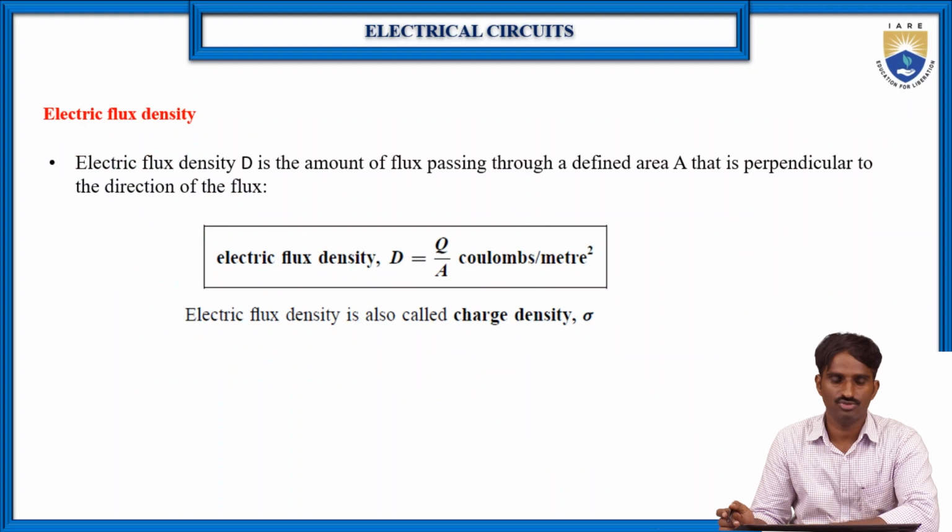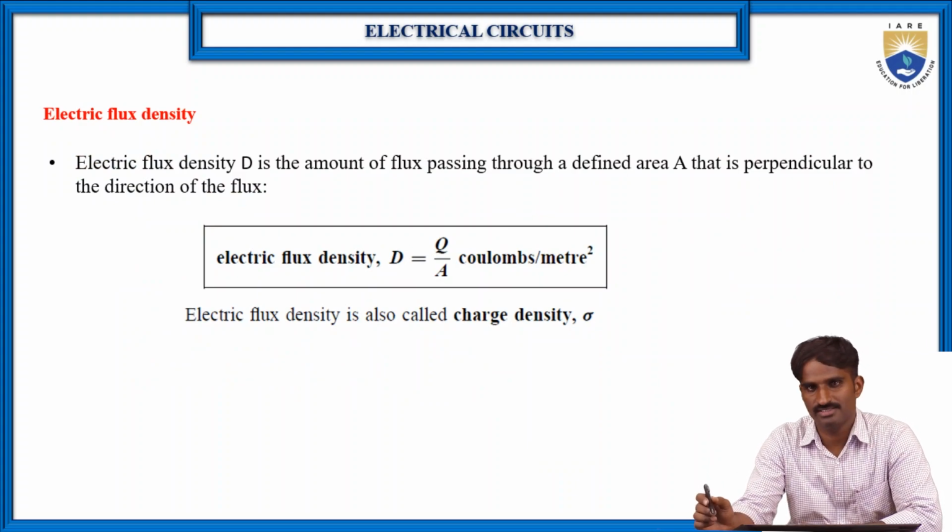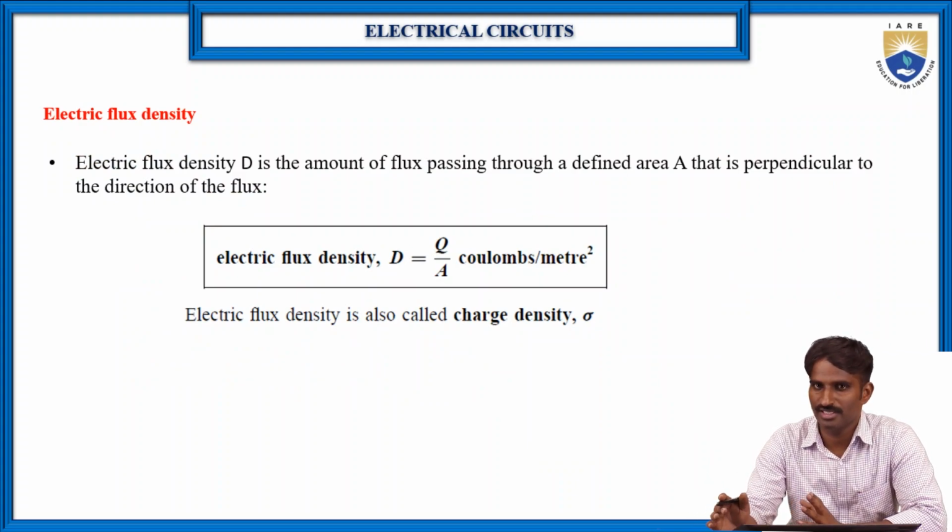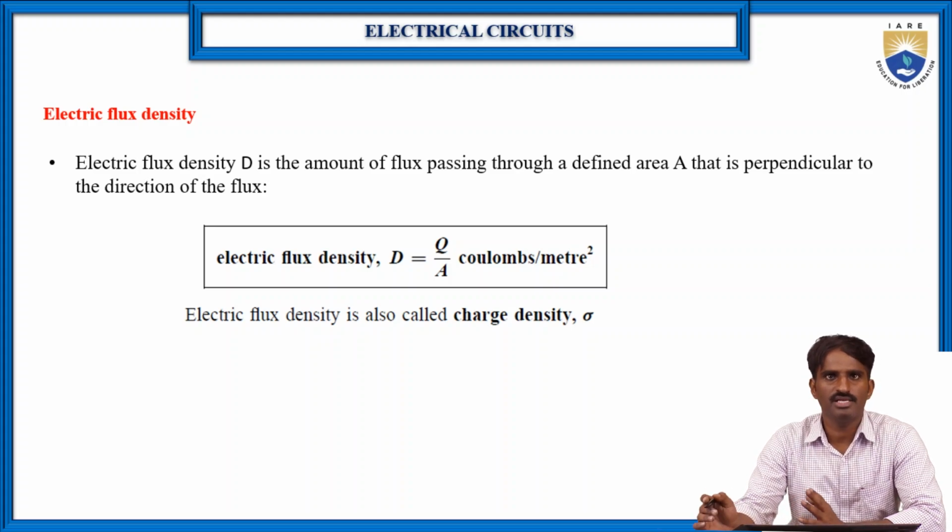Then the next concept here is the electric flux density. Before, in the fourth module, we discussed the magnetic flux, but here the electric flux density is also there, which is related to the capacitor. The electric flux density we usually represent as the capital D, which is defined as the amount of flux passing through a defined area A that is perpendicular to the direction of the flux. So that is the electric flux density.